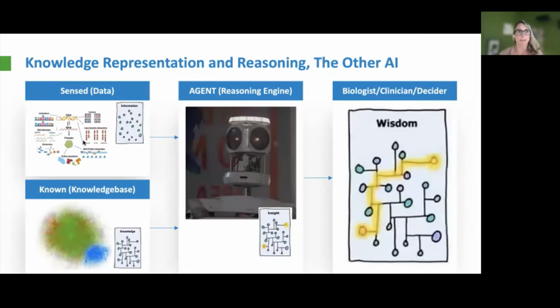So up here, this multi-omic data would be what the reasoning agent actually senses. The knowledge base is really a collection of cause and effect relationships or correlative relationships between information, things that we know. And the reasoning engine can generate some insights from it. And then, in our definition of this for today, really the wisdom bringer would be the biologist, the clinician, somebody who is using what the reasoning engine produced in order to make an actionable decision.